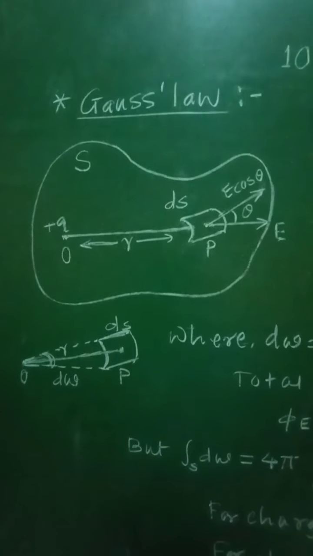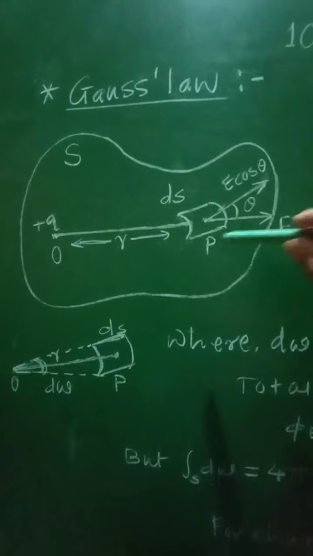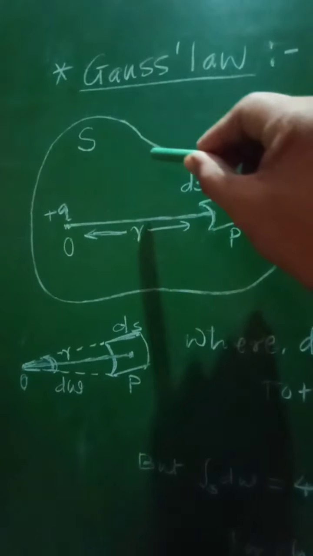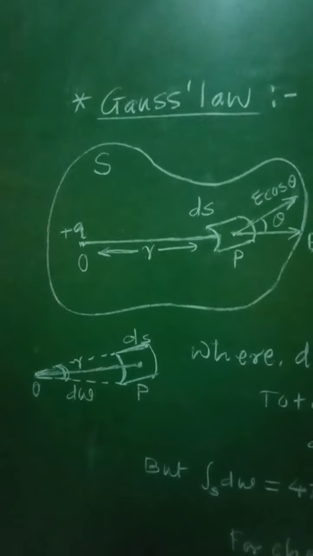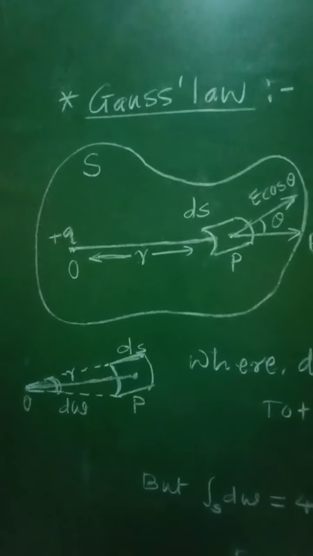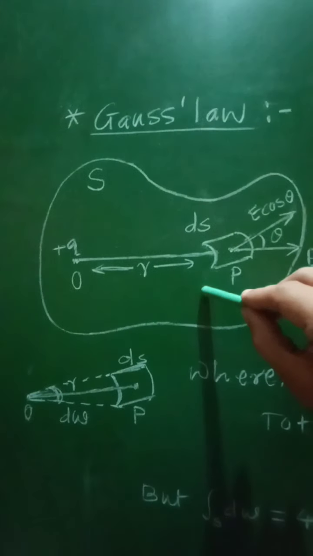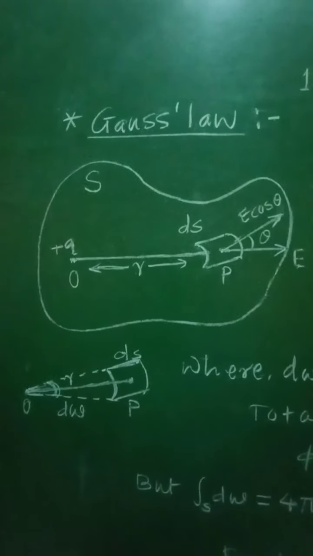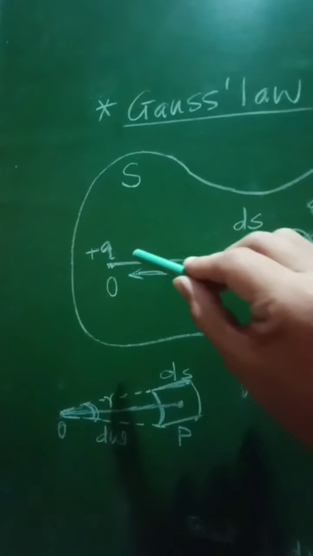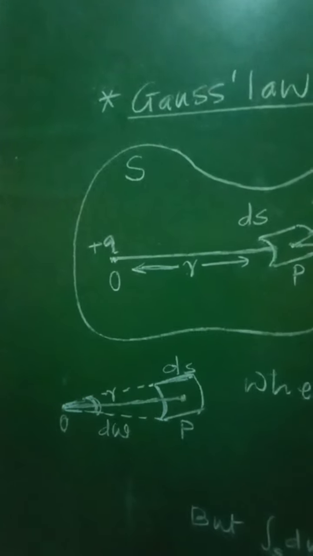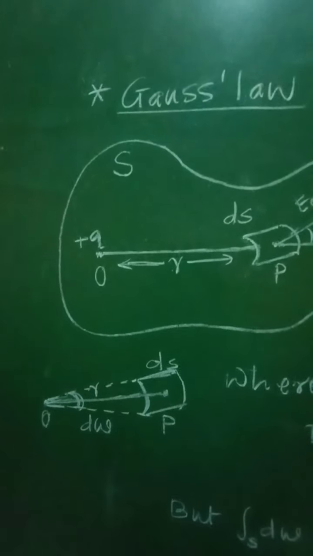In order to prove Gauss' law or Gauss' theorem, let us consider a closed surface of any shape. That surface is S, which encloses a number of positive charges inside it. To prove Gauss' law, imagine a small point charge plus Q situated at point O inside that closed surface.